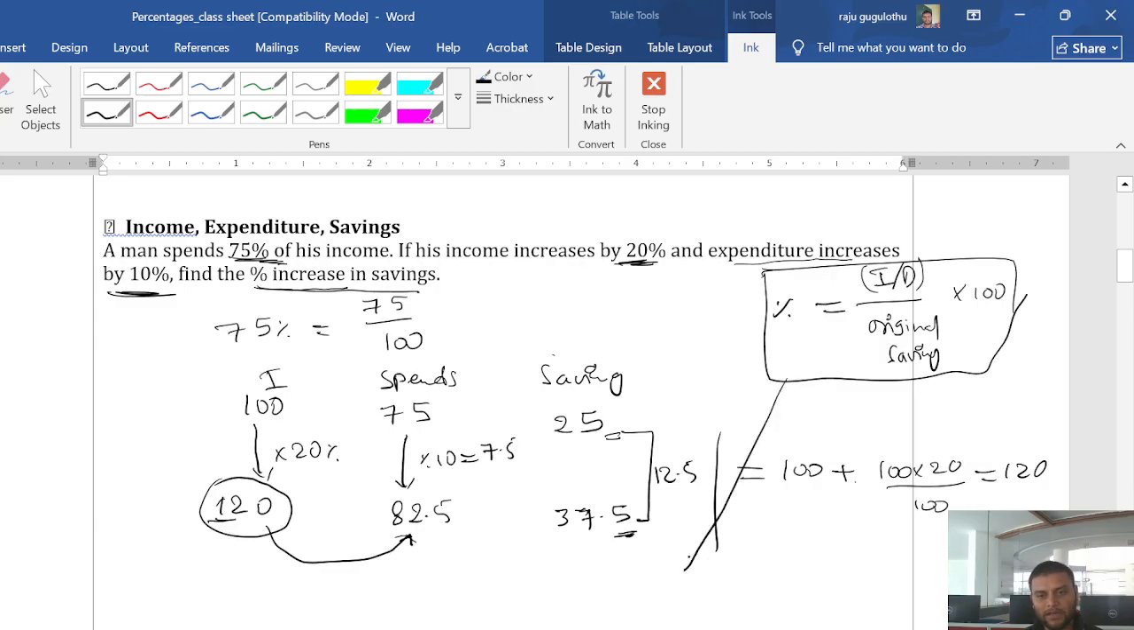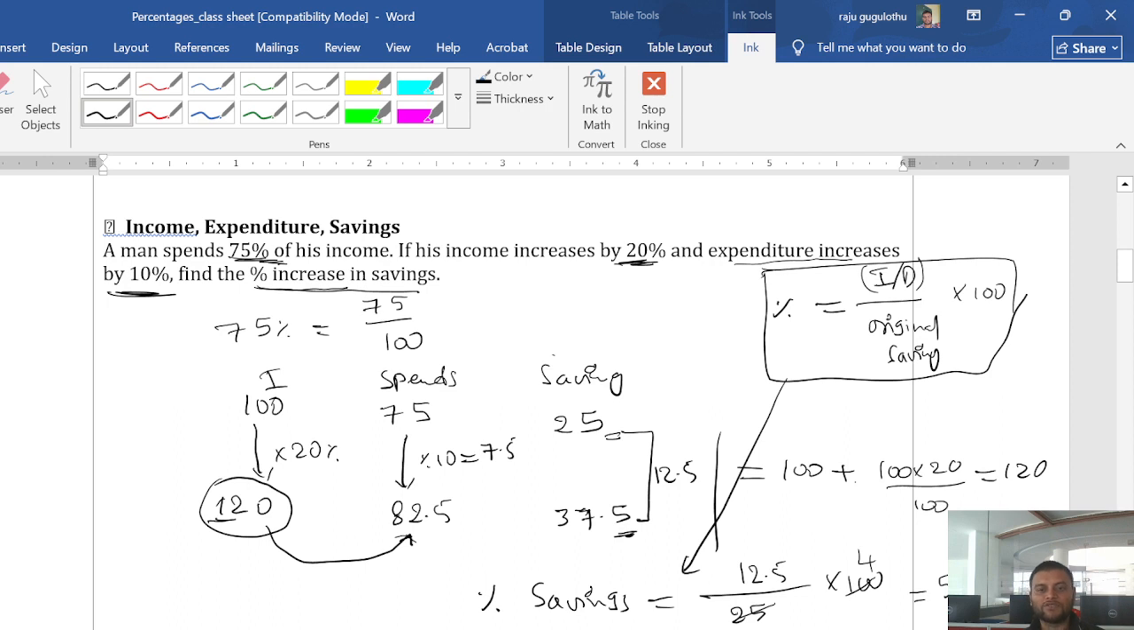So if we use this formula and find percentage change in savings, we'll be finding like this, guys. Originally he is saving 25 rupees. That is taken as the original saving in the denominator. And now his increase in savings is 12.5. That will be taken in the numerator, which is multiplied with 100. So if we cancel, 25 four times is 100 and 12.5 into 4 is 50. It is 50%.